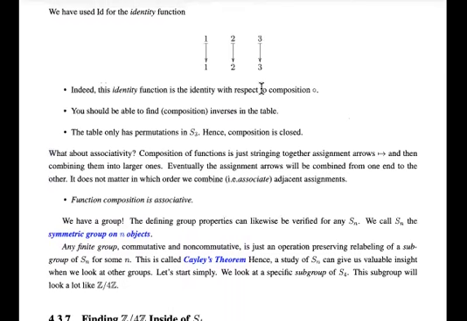Here is just a little description of that. This is just something you can look at if you want to later.